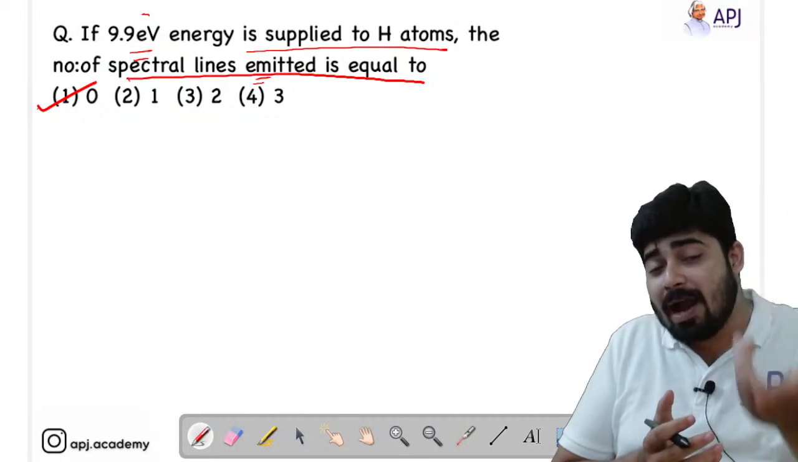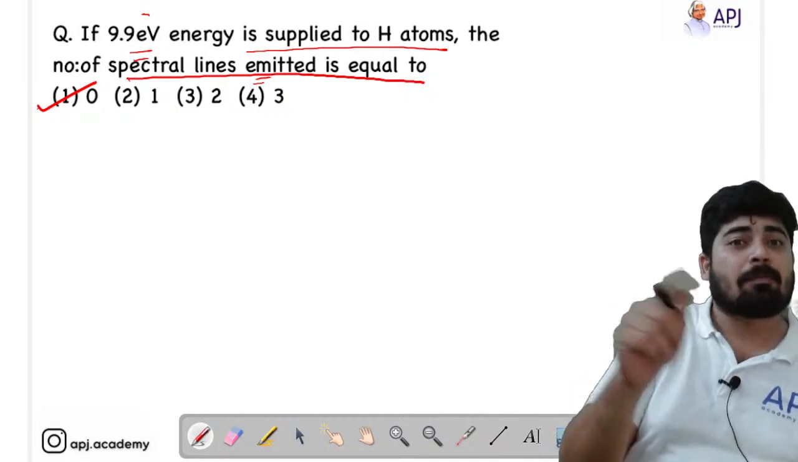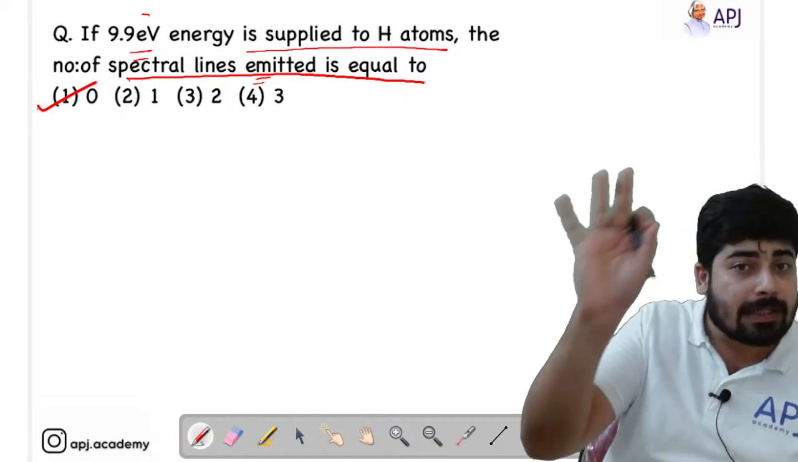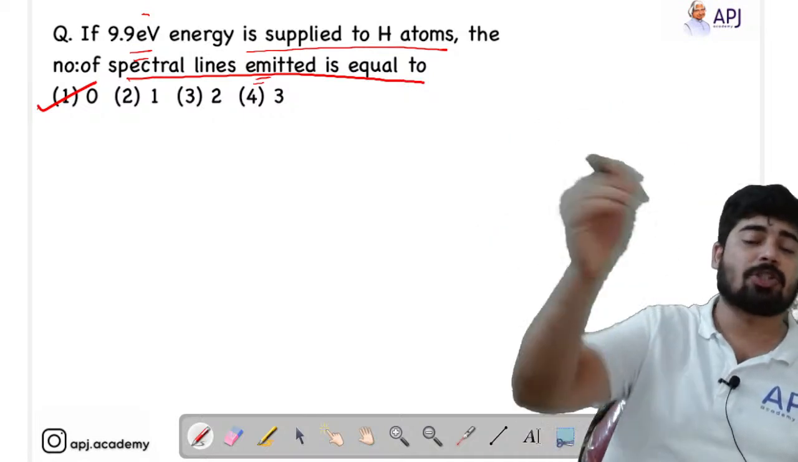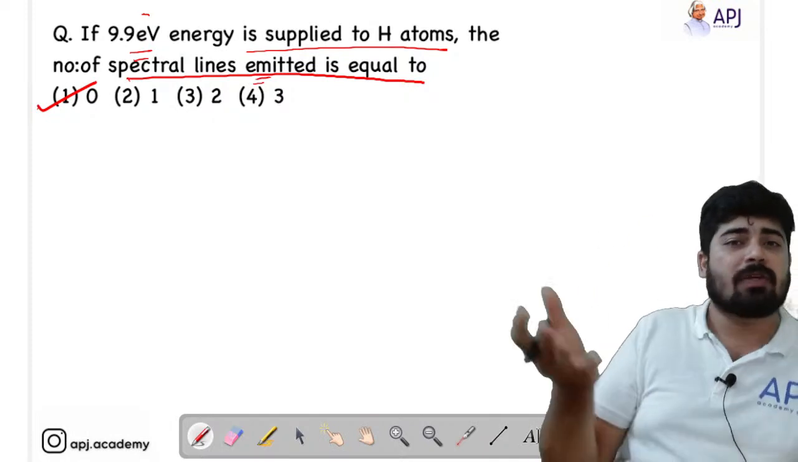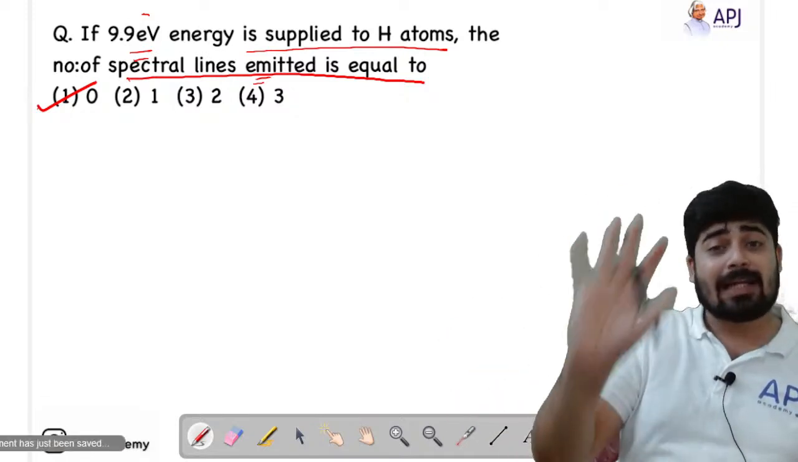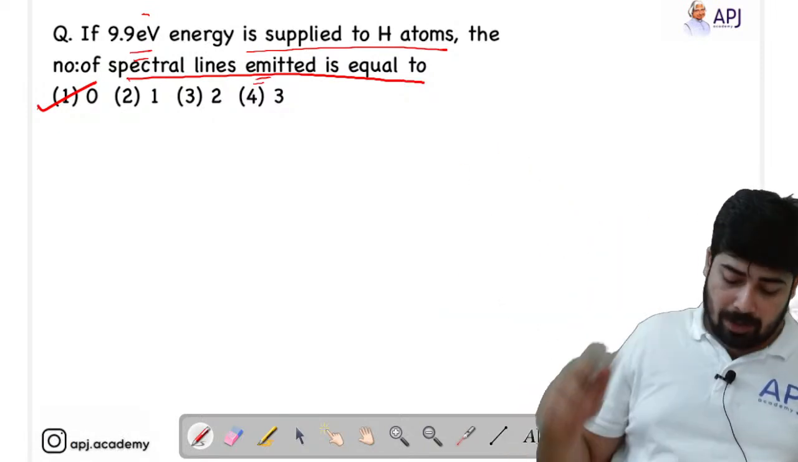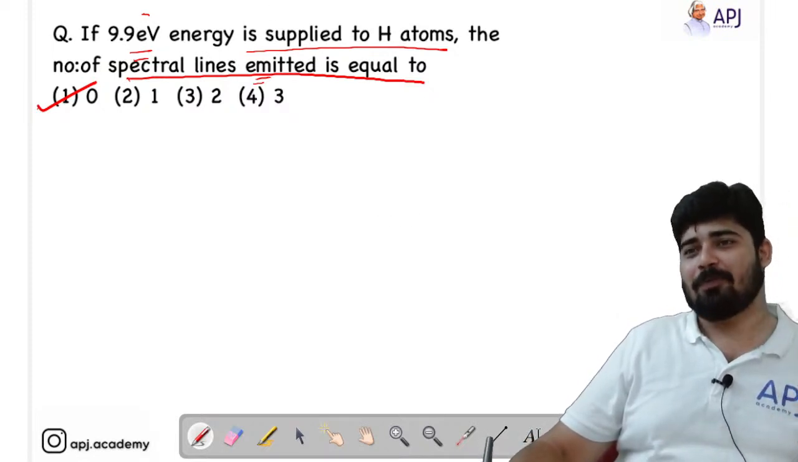So we are providing 9.9 electron volt energy. Can the electron take up 9.9 electron volt energy? No. At least 10.2 electron volt energy should be supplied. Then only it can excite to the second shell. But here we are only providing 9.9 electron volts, so we will not get any spectral lines, whether emitted or absorbed. First of all, we get the absorption spectrum. Then only we are going to get the emission spectrum. I'm happy that you have answered it very correctly. Now I am clear that the concept is clear for you.